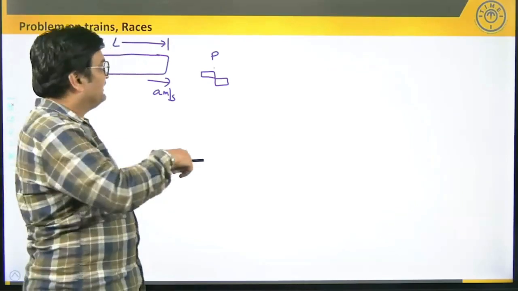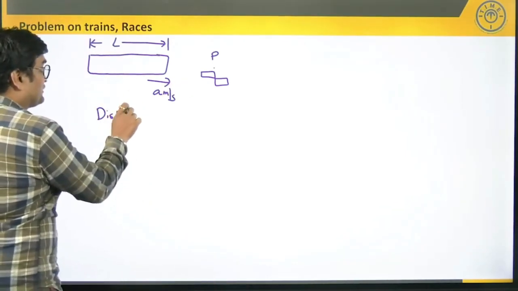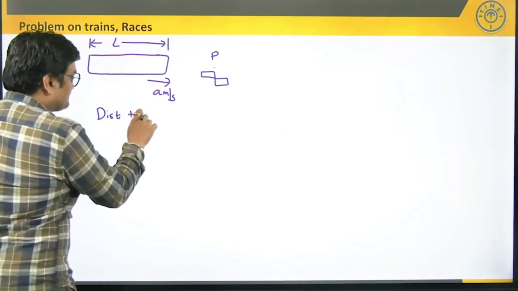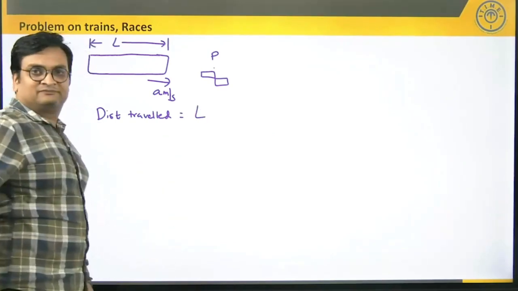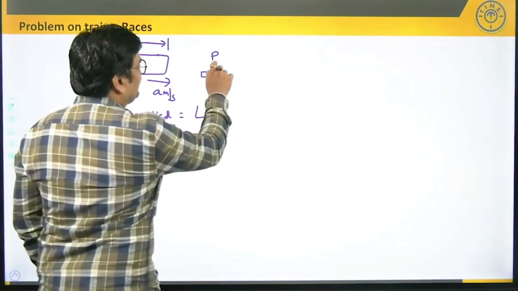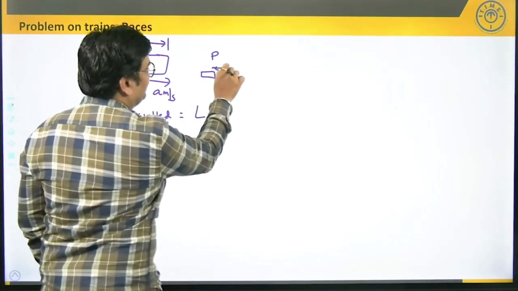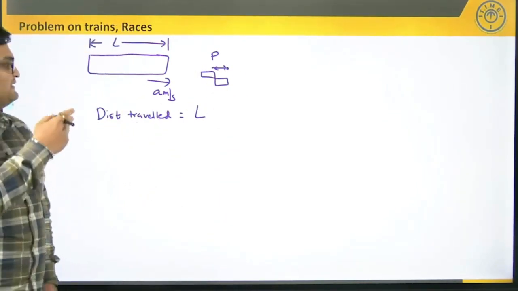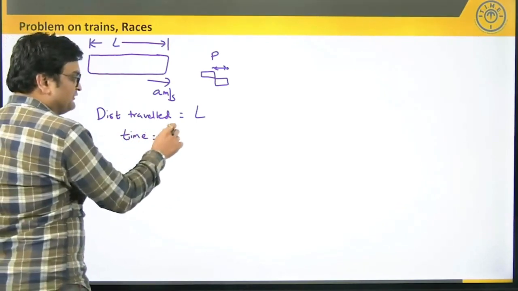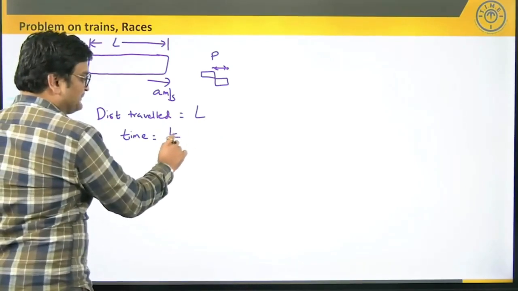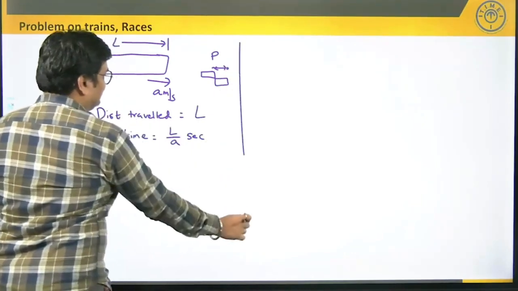So that means, in this process, can I say the distance travelled by the train for crossing a person will be nothing but its own length? I hope we see that here. The train is moving from this point to this point, travelling its own length. So thus, can I say the time taken to cross will be nothing but the distance travelled upon the speed of the train. So many seconds.